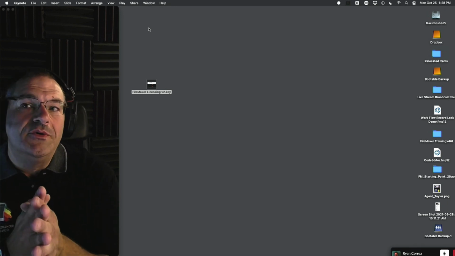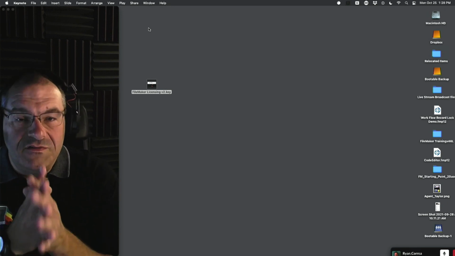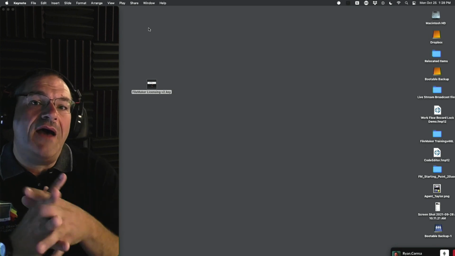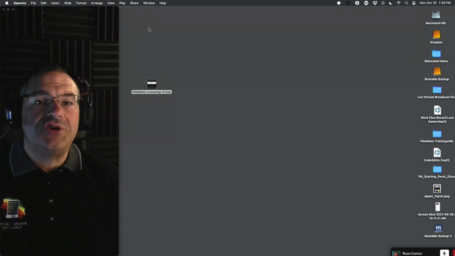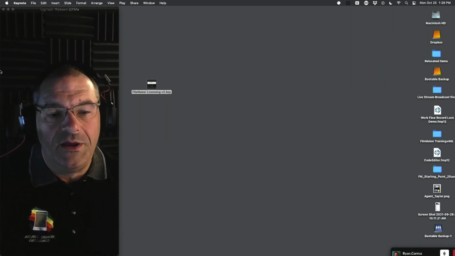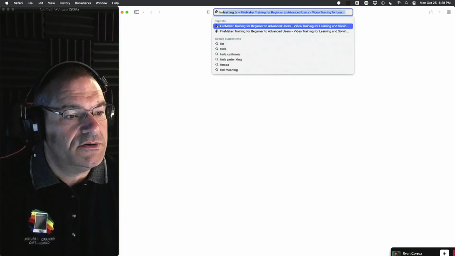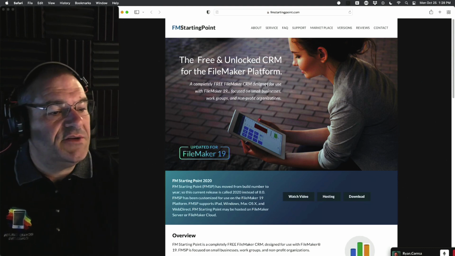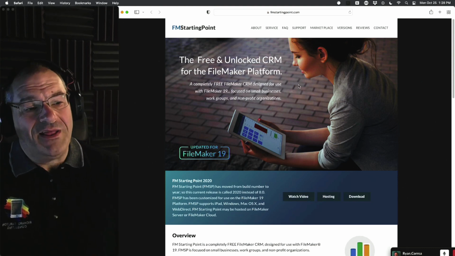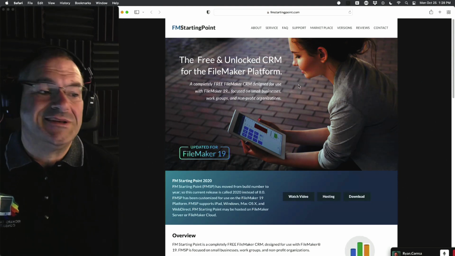And so all of you have been that developer who builds the solution, right? You have to build a solution, even if you start with a free CRM like FM Starting Point, which is this free starting place. There it is. This is a free CRM. It's like about a $300,000 product, totally free. It's unlocked. You can start with it.